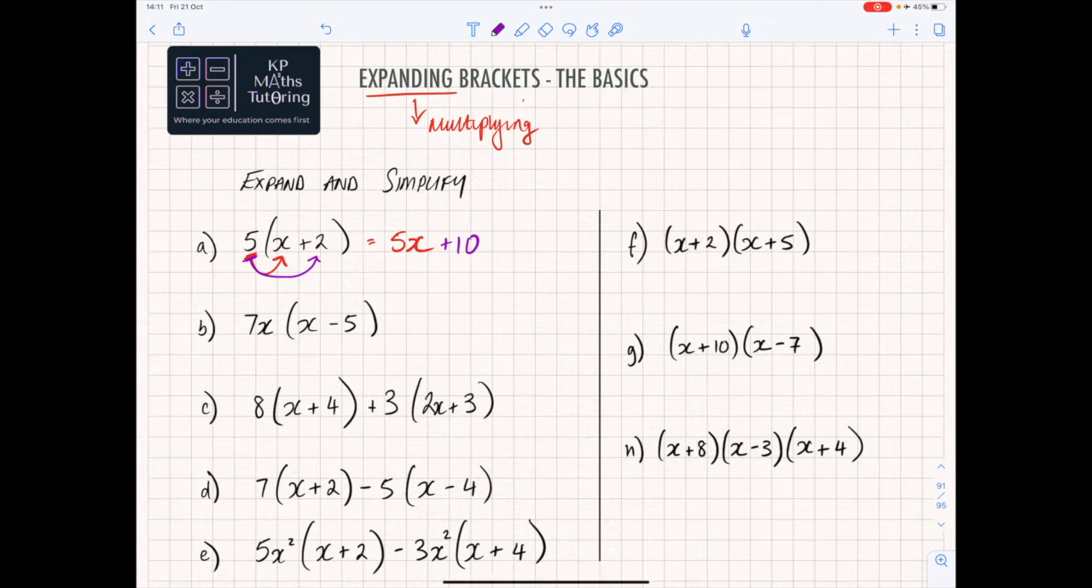Now, you need to be aware that this and this can't go together because that's an x and that's a number, so therefore they cannot be put together. So my final answer here, this is just expanded and I cannot simplify that one. So let's look at the next example.